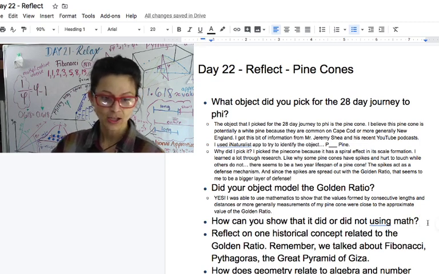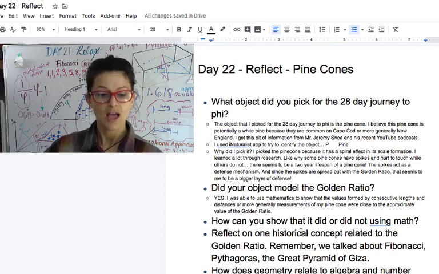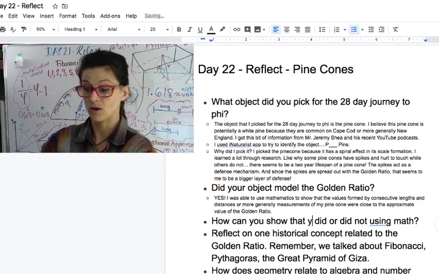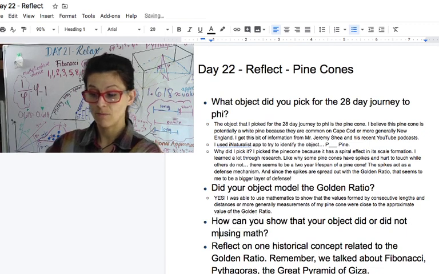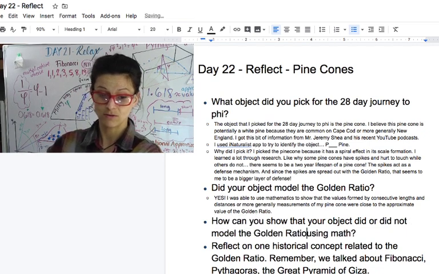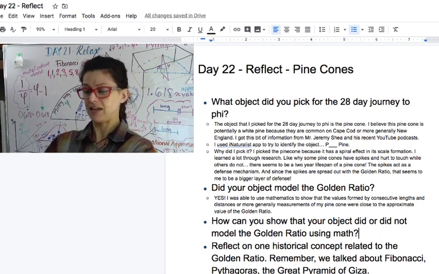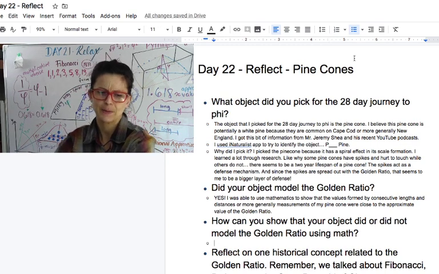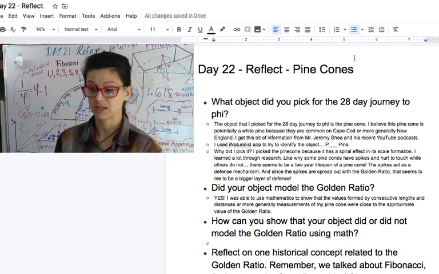Okay, how can you show that it did or did not using math? This question's a little weird. How can you show that your object did or did not model the golden ratio using math? So sorry about that vagueness. I don't know, vaguity doesn't seem like a word. But how can you show that your object did or did not model the golden ratio using math?